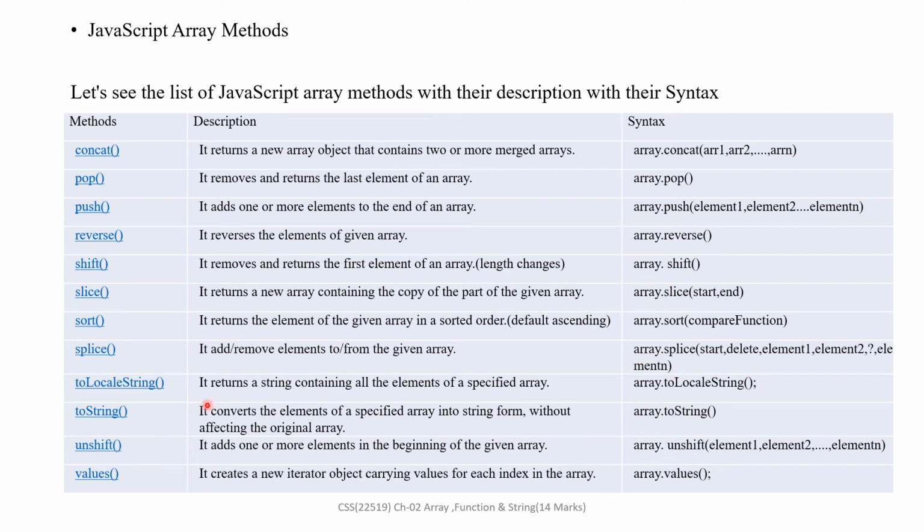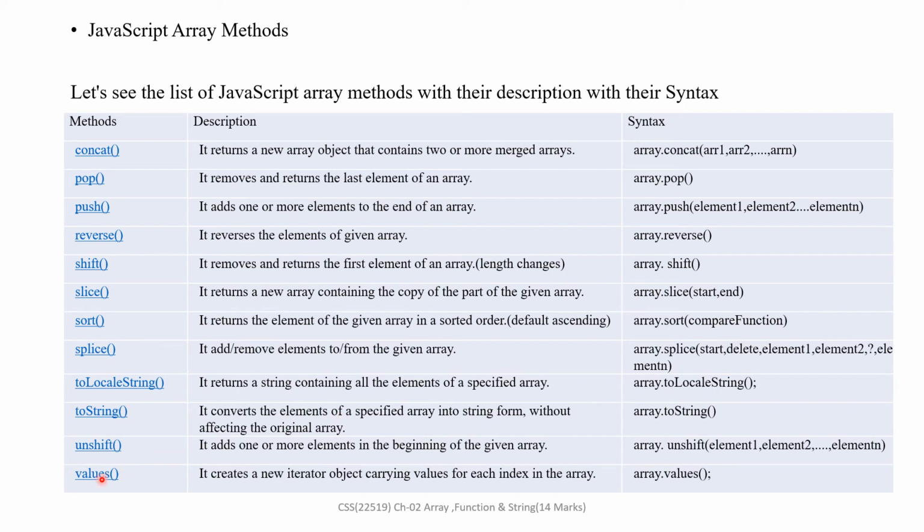Now the next method is the toLocaleString method. The toLocaleString method returns a string containing all the elements of a specified array. array.toLocaleString. This is a simple method of JavaScript. Next is our toString. toString converts the elements of a specified array into string form without affecting the original array. It converts the whole array into string format.